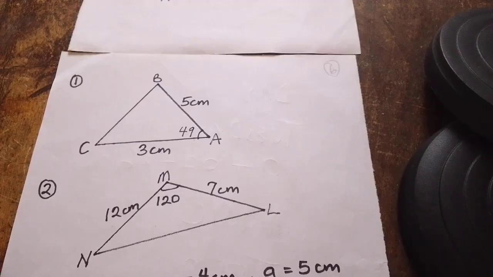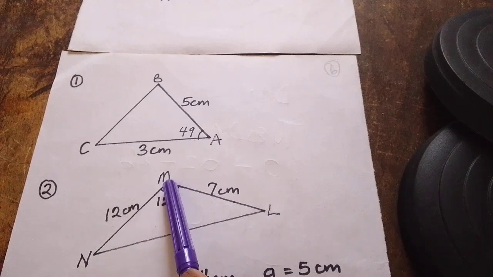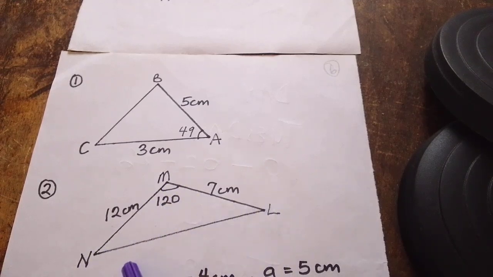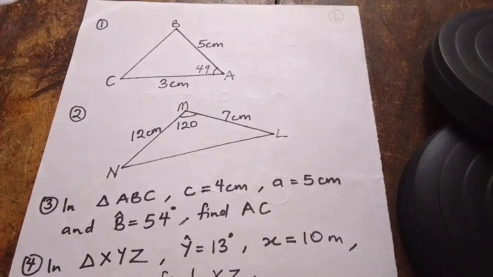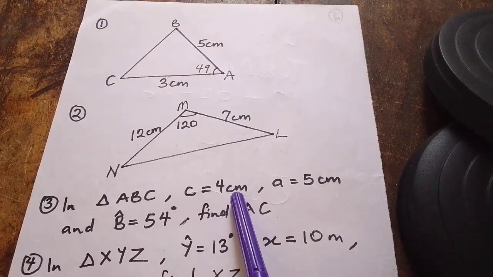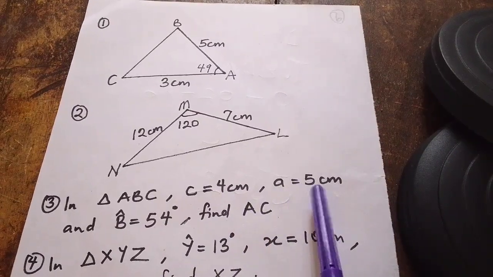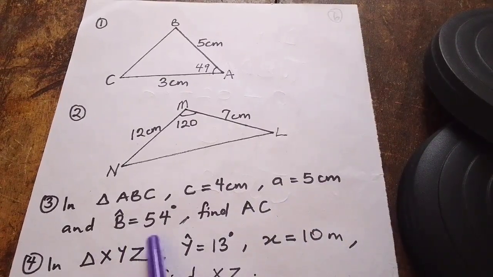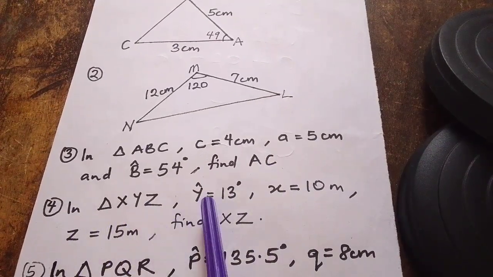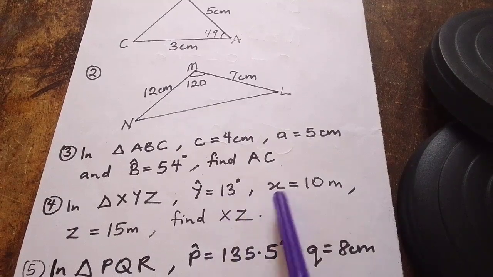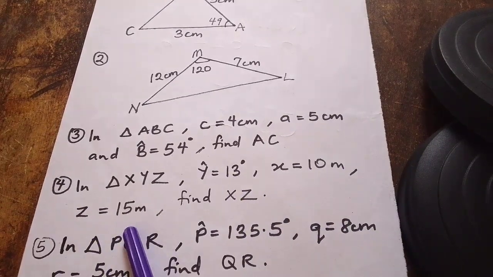Number 2, you are given this triangle LMN. You are told that this angle is 120, this side is 12 centimeters, while this is 7 centimeters. Then you are told to look for this third side. In number 3, it is given in words, the diagram is not shown. In triangle ABC, side c is 4 centimeters, a is 5 centimeters, and angle B is 54 degrees. Find AC. Number 4, in triangle XYZ, angle Y is 13 degrees, x is 10 meters, z is 15 meters.